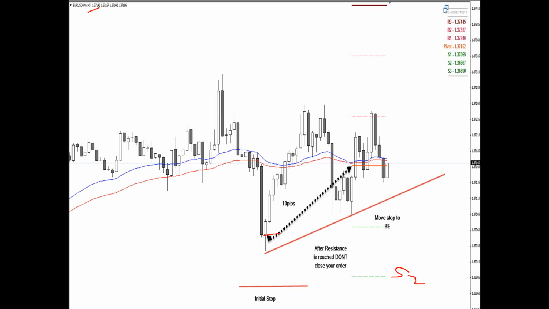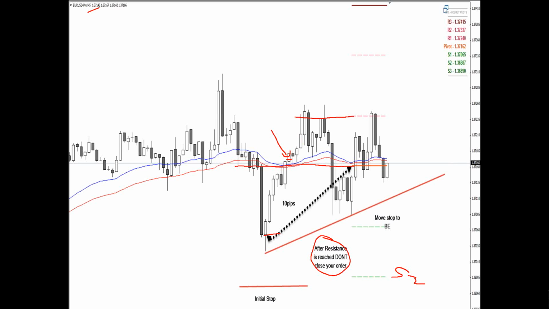Then let's say that I have entered there. So this is the first resistance. I can see that at this point, this resistance was broken. Now, at this point, I have 2 options. I can either take the profits here, or I can move my stop to break even. Now, I will move my stop to break even. After resistance is reached, don't close your order.